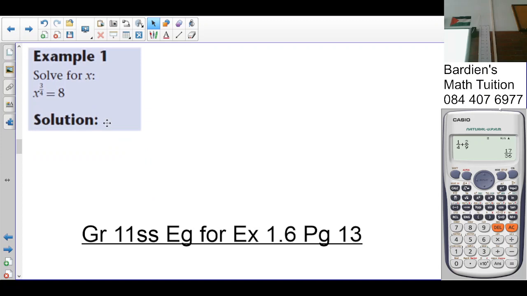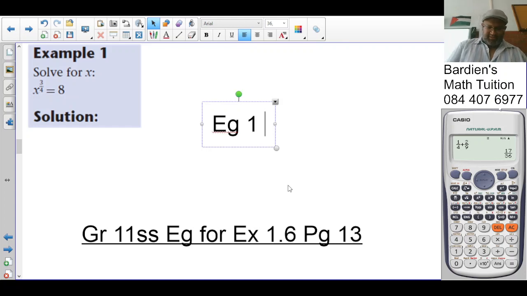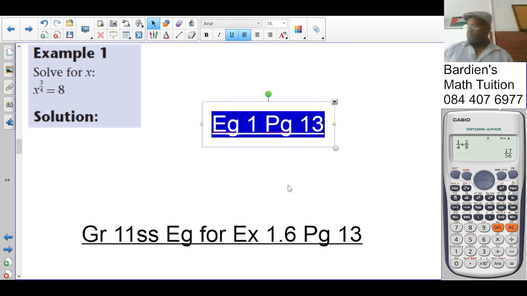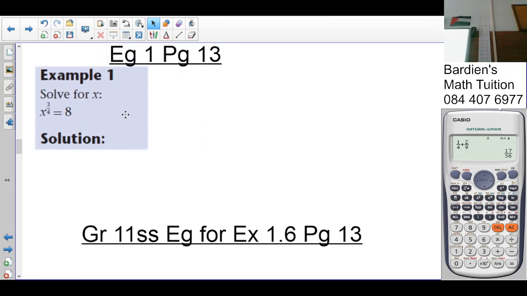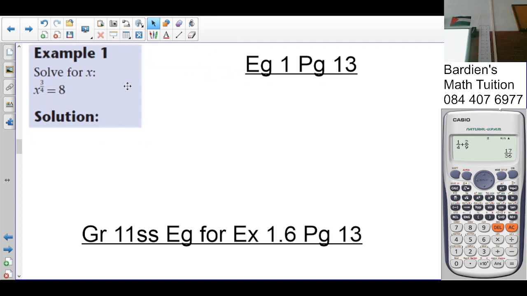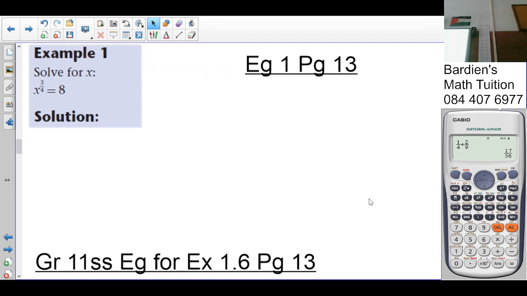Right, let's look at example 1, and this is the example on page 13. So the question says solve for x. Okay, so what do we notice here, people? What is even? The denominator. So the number must be positive? Yes, our life can carry on. So you say x to the power 3 over 4 is equal to 8, which can be written as 2 raised to the exponent 3.